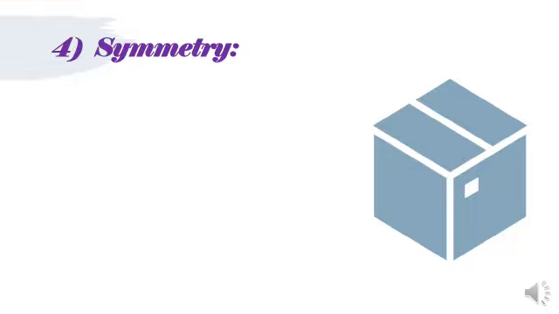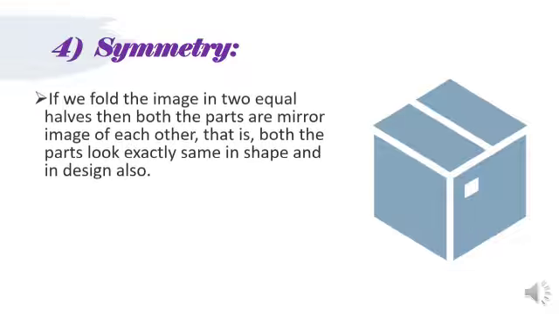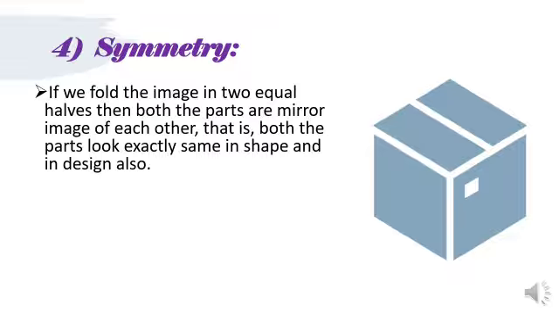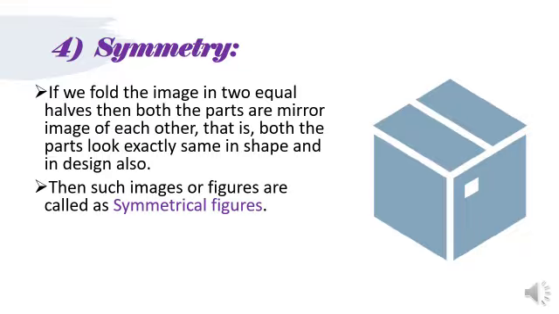The fourth topic of this chapter is symmetry. Again, a very interesting topic. What is symmetry? If we fold any image into two equal halves, then both the parts are the mirror image of each other. That is, both the parts look exactly the same in shape and in design also. Then such images or figures are called symmetrical figures.